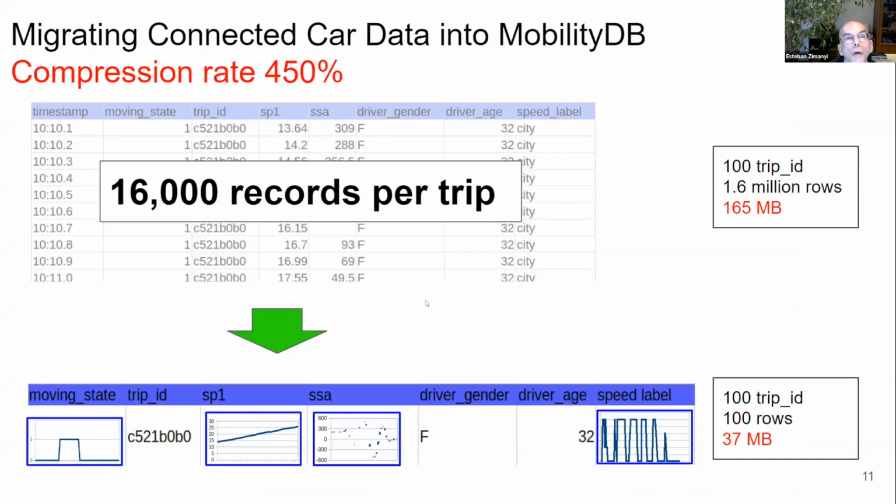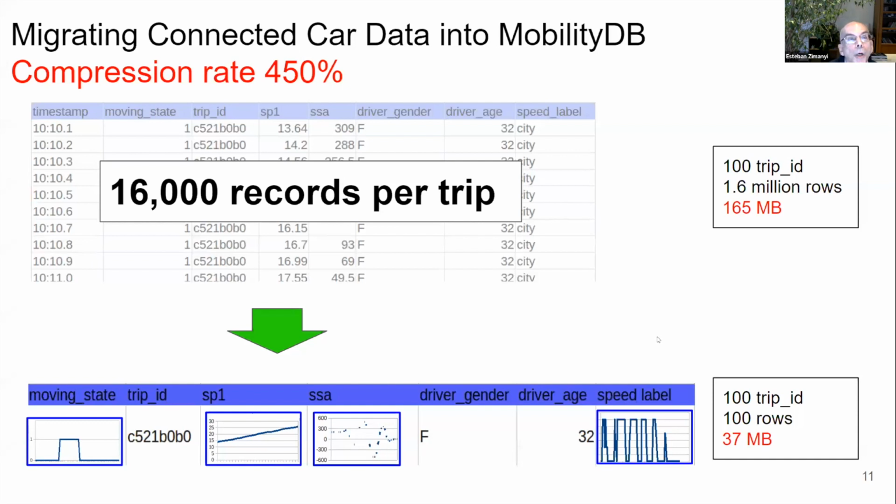So going back to our original data, even if you have it in, for example, Parquet format, it's a line-oriented, record-oriented representation, which is redundant. MobilityDB uses the temporal types inside each row. So here we have one row for all these 16,000 records, where each of the moving parameters or temporal parameters are in a temporal data type. And for example, the gender or the age of the driver are traditional attributes.